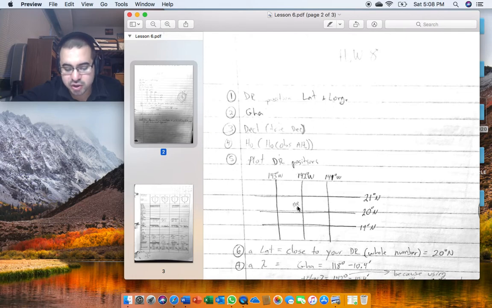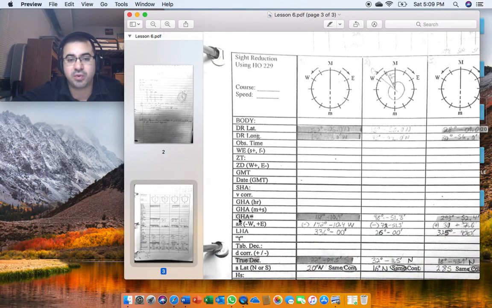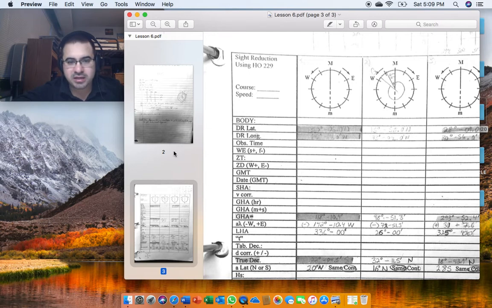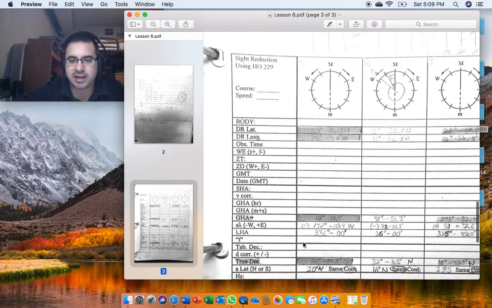If our DR latitude was 20 degrees 31 minutes north, then our A latitude right here is going to be 21 because it's closer to 21 than 20. So you're always going to hit the side that it's closest to, okay? So anything from 19 31 to 20 29 is going to make A latitude 20 north. Okay, so now you know how to do A latitude, right?